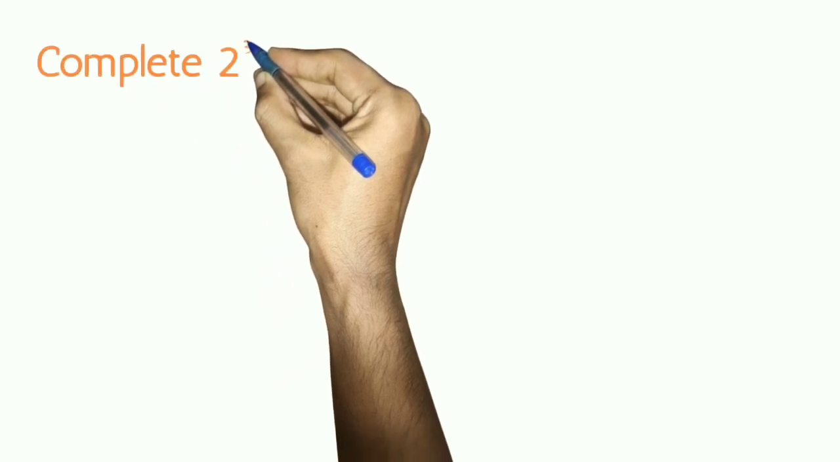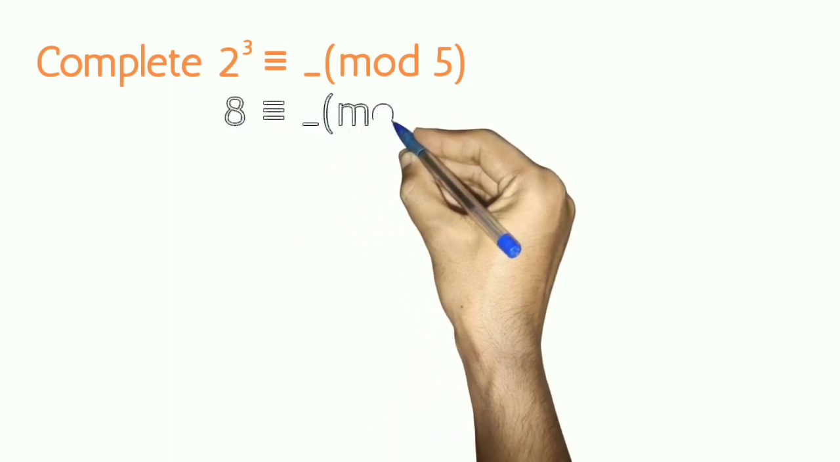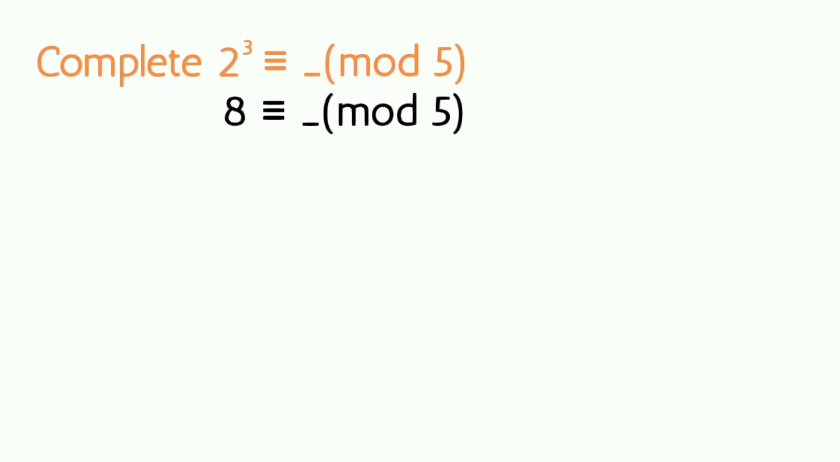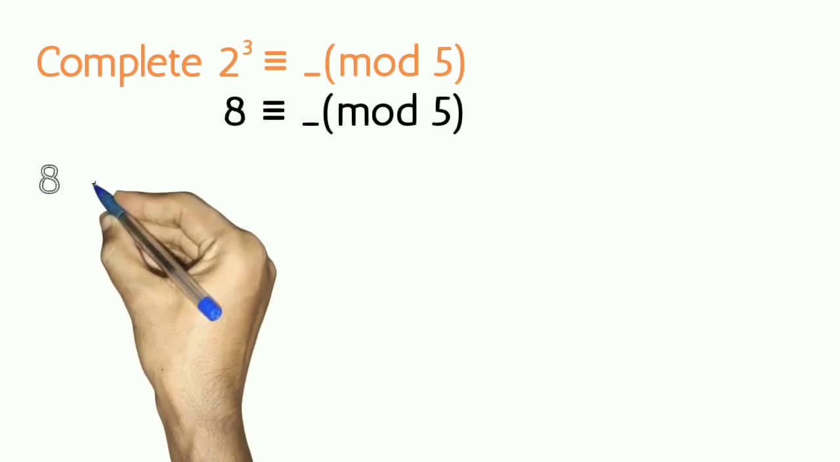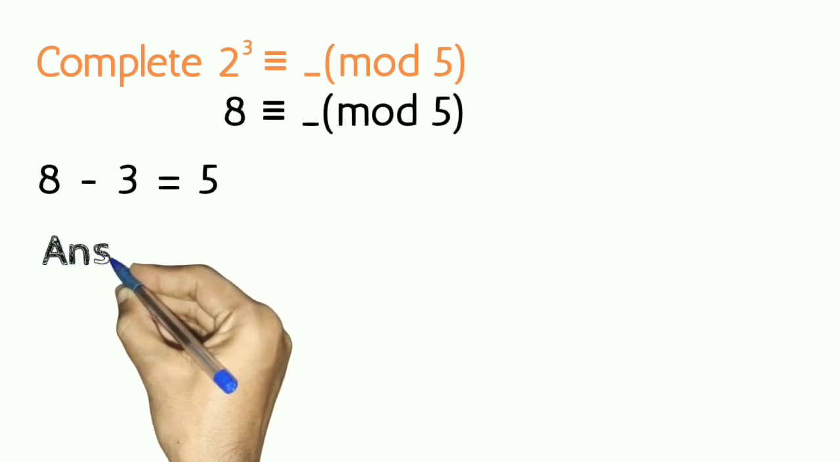Complete: 2 raised to the power of 3 is congruent to blank mod 5. 2 raised to the power of 3 is equal to 8. 2 times 2 times 2 is equal to 8. So that will become 8 is congruent to blank mod 5. Maghahanap kayo ng smallest positive integer na kung i-deduct natin sa 8, ang magiging result ay divisible by 5. Kahit hindi na natin itry yung 0, 1, and 2, alam natin na ang positive integer na hinahanap natin ay 3. Because 8 minus 3 is equal to 5, and 5 is divisible by 5. 5 divided by 5 is equal to 1. So our answer here is 3.